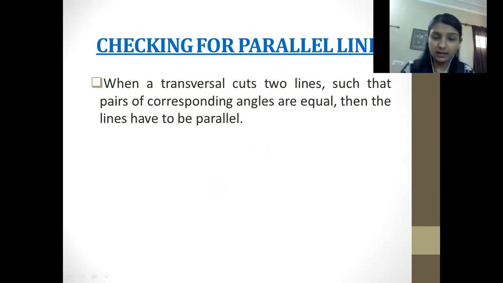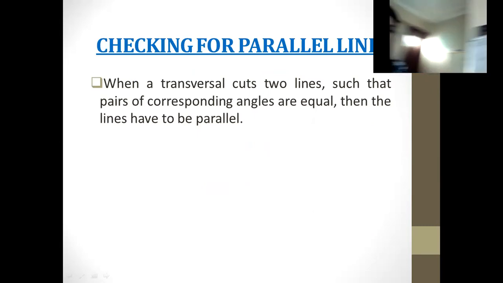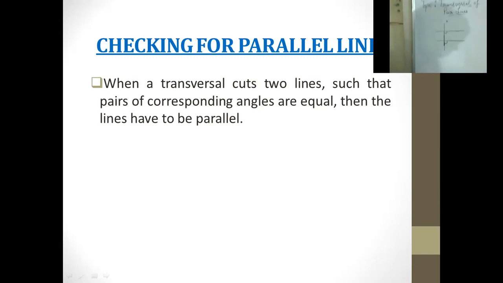When a transversal cuts two lines such that pairs of corresponding angles are equal, then the lines have to be parallel. This is a condition. Let me explain how. They said that when a transversal cuts two lines, first of all, we will be drawing two lines.